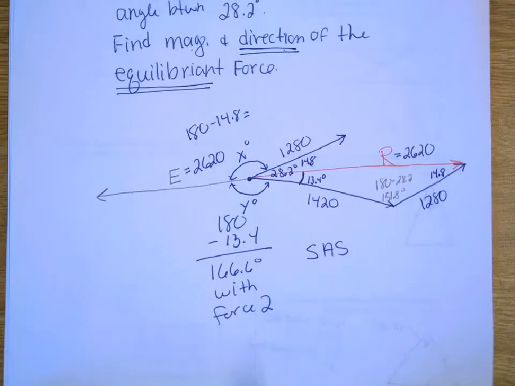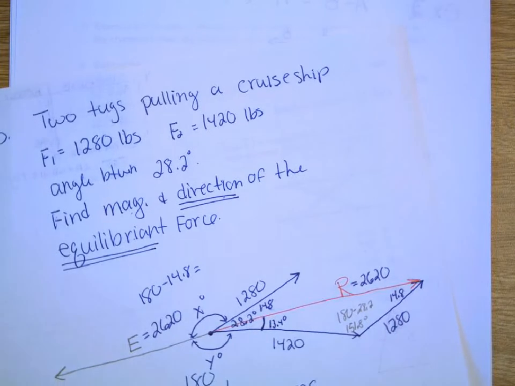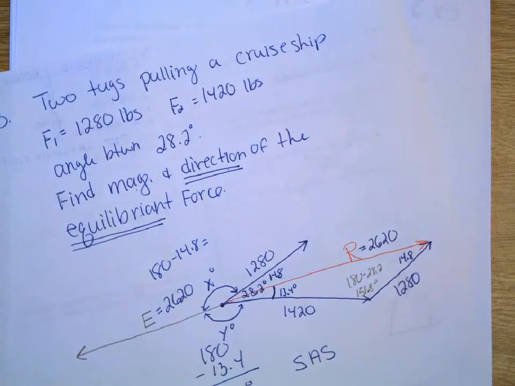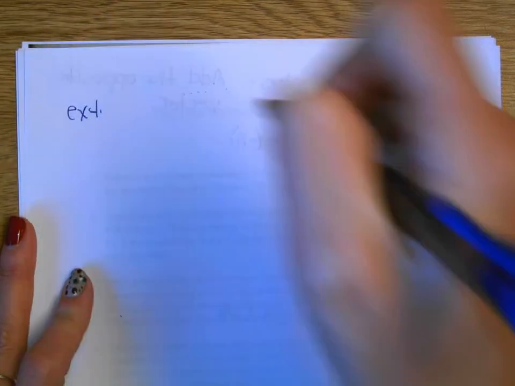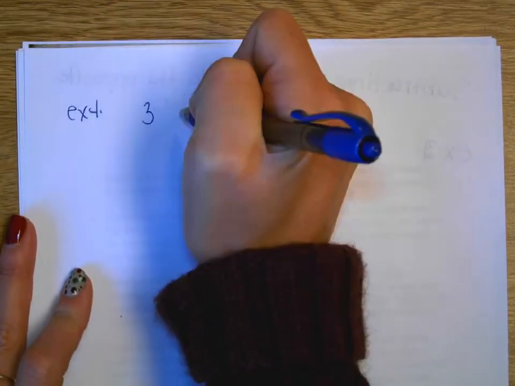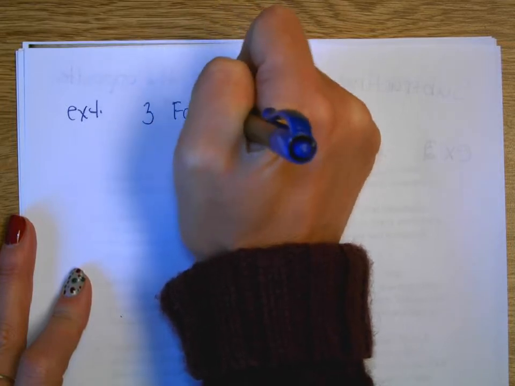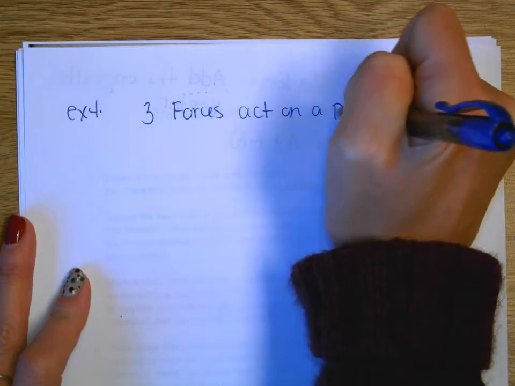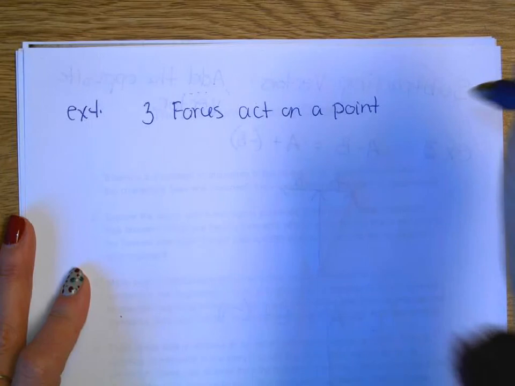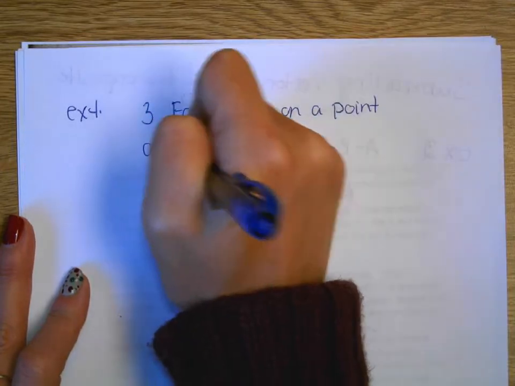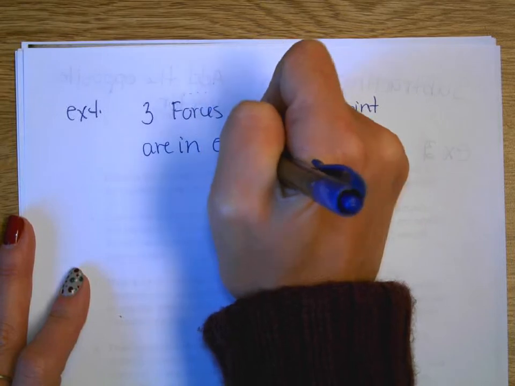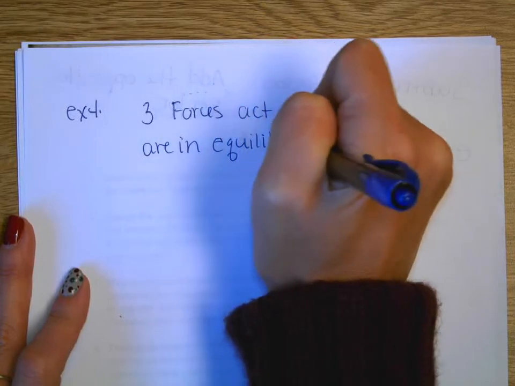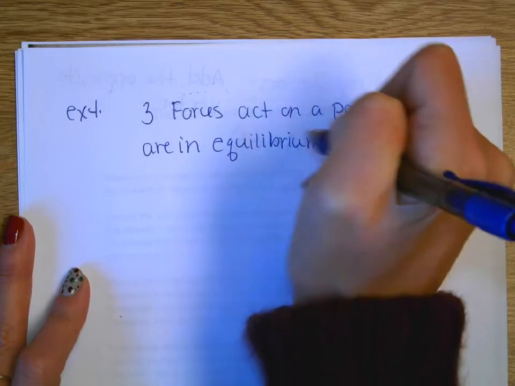Okay, last one. About as much as that one, maybe a little less. Okay, here we go. Example 4. Three forces acting on a point. So this time we've got 3 ropes pulling. They are in equilibrium. How they expect you to do these on your own is beyond me.